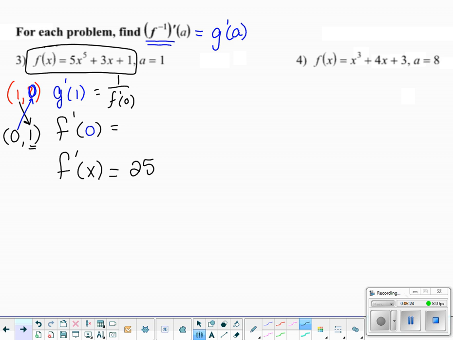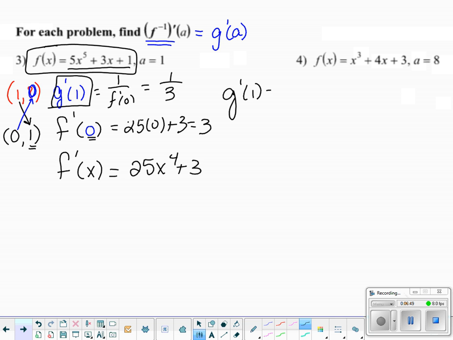So 25x to the 4th plus 3, taking the derivative of f. Now I want to evaluate that at 0. So I have 25 times 0 plus 3 gives us 3. F prime of 0 is 3, right? And so I end up with 1 over 3, generating a reciprocal. G prime of 1 is 1/3.